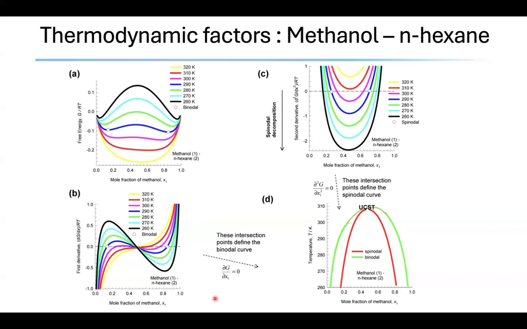Now, as an example of how these thermodynamic factors actually look, or a physical meaning of the thermodynamic factors, we pick the example of a mixture of methanol and n-hexane. So this binary mixture has a particular free energy that is plotted in figure A. Now, the free energy has been plotted for various different temperatures from 260 Kelvin to 320 Kelvin and is plotted as a function of the mole fraction of methanol.